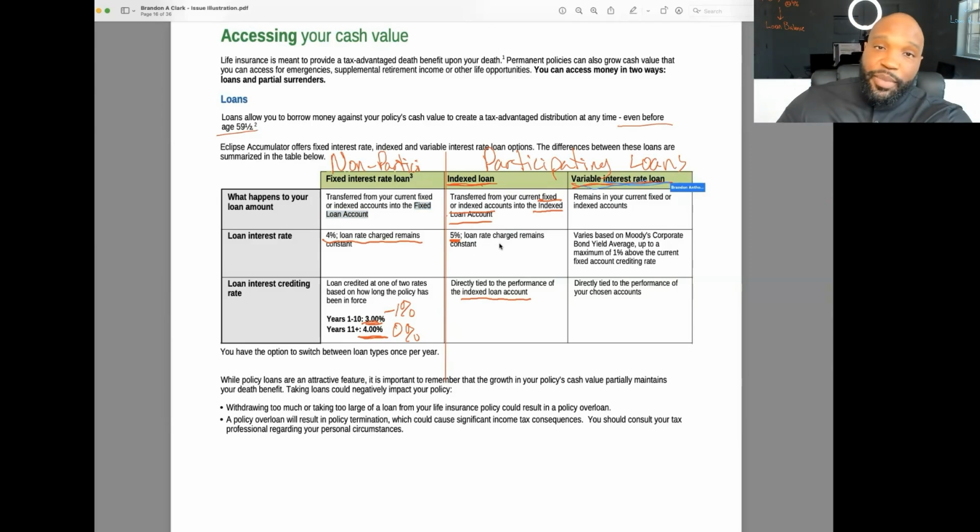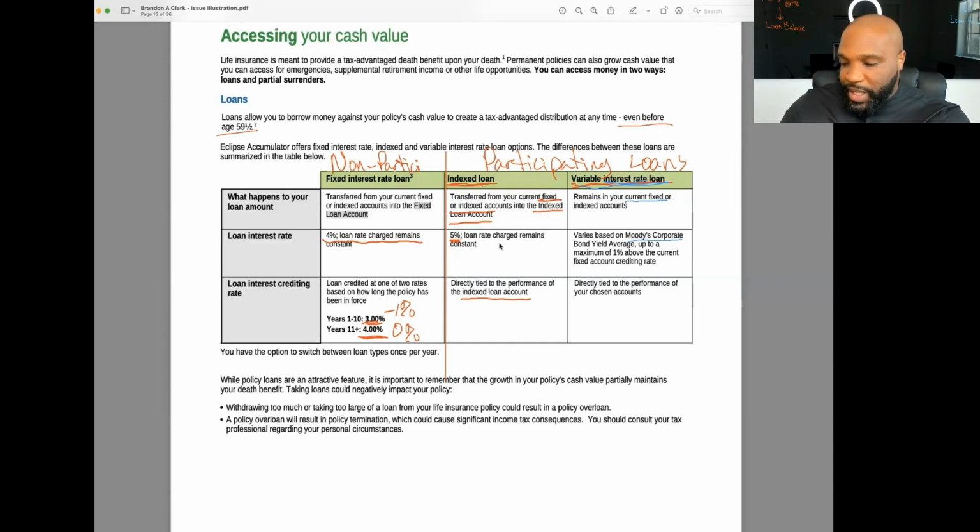Now, lastly, we have the variable interest rate loan. So this happens to be my favorite type of loan. And the reason for it is because when you take out a variable loan, however you have your money allocated in your IUL policy, whether it's 50% fixed, 50% indexed, whether it's 100% fixed, whether it's 100% indexed, whatever it is, the money remains in your current strategies. What the insurance company is going to do is they're going to charge you an interest rate based on the Moody's corporate bond average. And it'll be up to a maximum of 1% above the current fixed account rating.